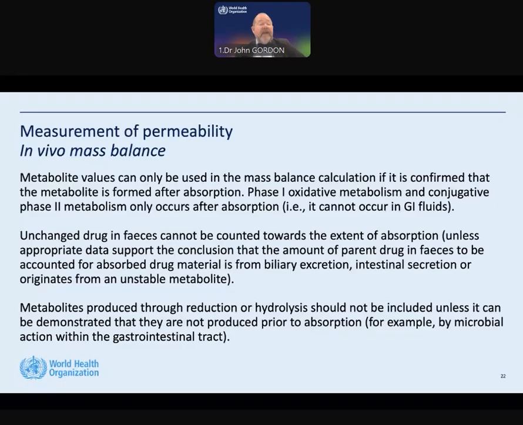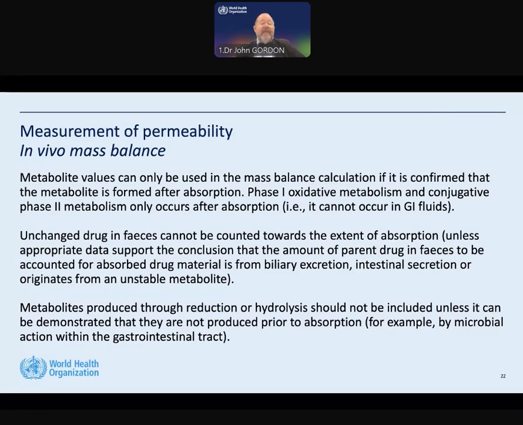Further to that, though, for example, unchanged drug that's in feces can't generally be counted towards the extent of absorption because you don't know if that was just never absorbed and passed through the GI tract, or if in fact it had been absorbed and then excreted back into feces. So unless that can be demonstrated, the unchanged drug can't be used as part of your mass balance calculation.